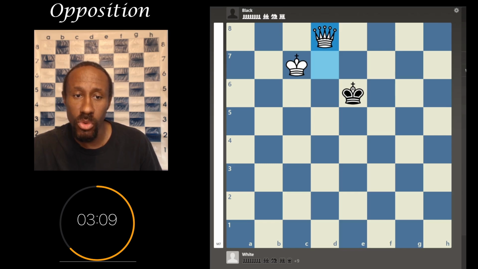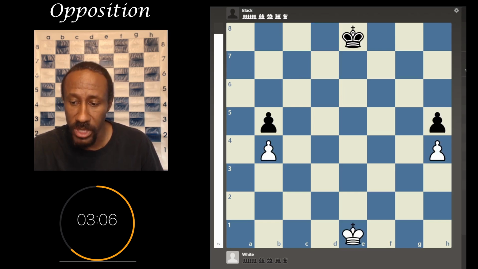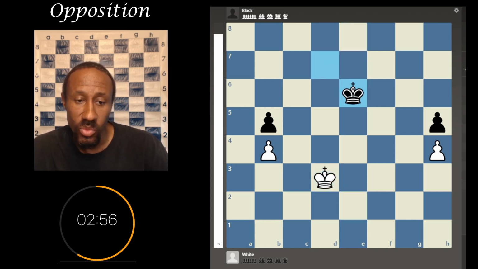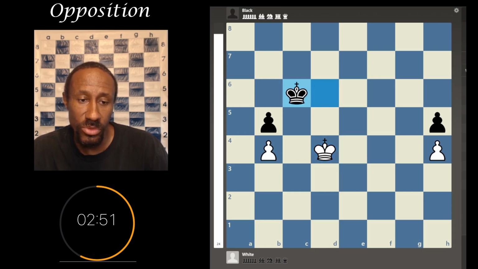Okay, let's look at a couple more examples of opposition. I think we're probably getting it by now. In this situation, you can see white is winning plus 15. Let's see what this might look like. He's going to move his king up, and once they get to the middle of the board, he decides where the black king goes. So he forces him to move out of the way, and once he does, now he's going to go grab those pawns and win this game.